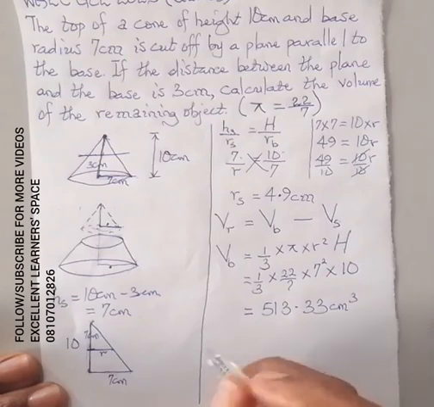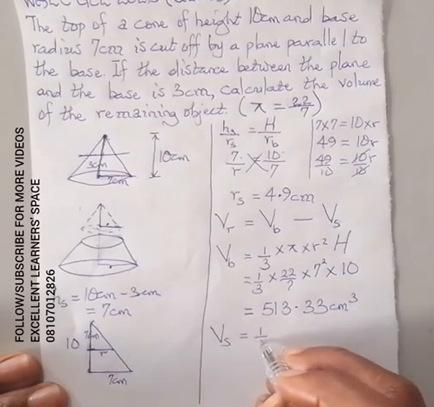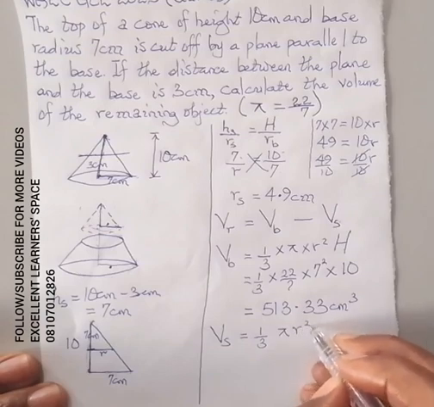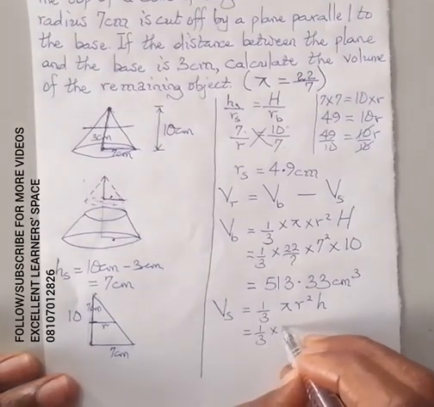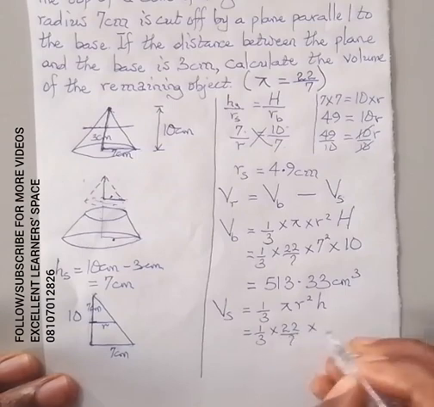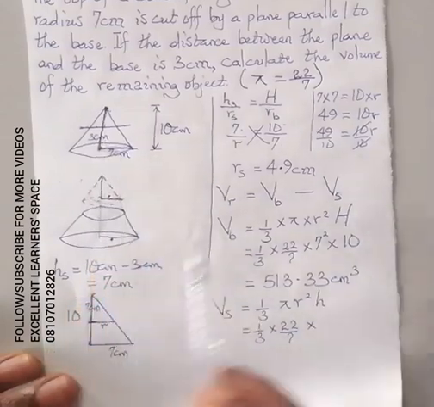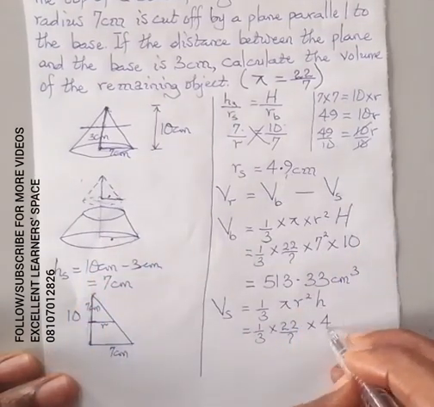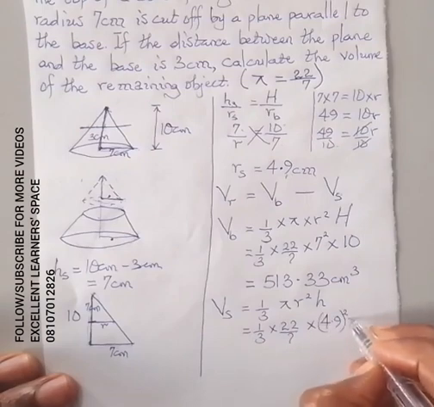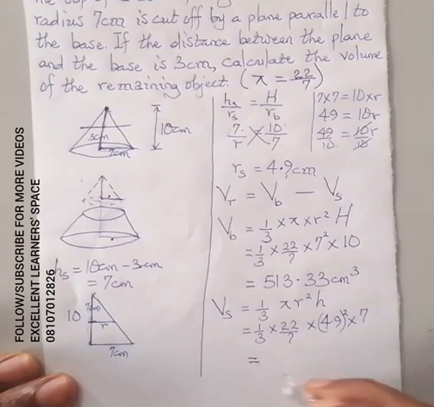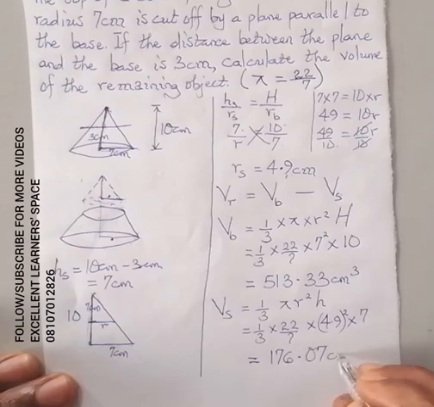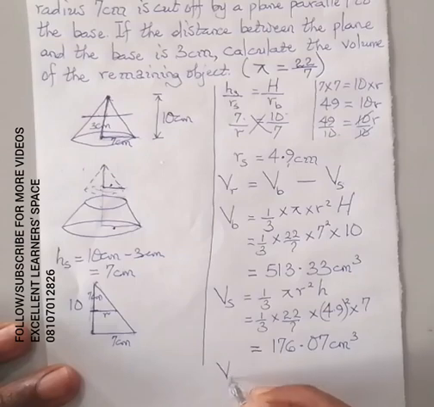Also, to look for the volume of the smaller cone will be 1 over 3 pi r squared h, height of the smaller cone. This will give me 1 over 3 times 22 over 7 times the radius of the smaller cone that we got here, 4.9, squared, times the height of the smaller cone, 7. If I punch my calculator, I'm going to be having 176.07 centimeter cubed.